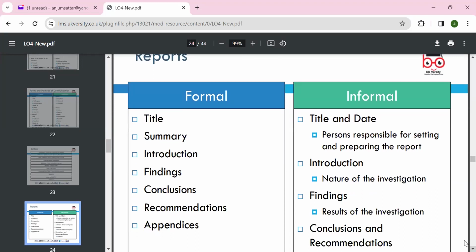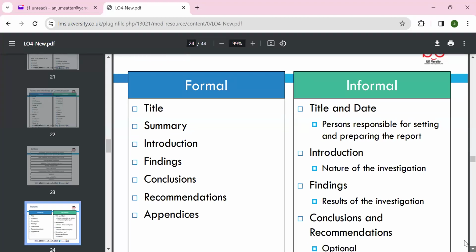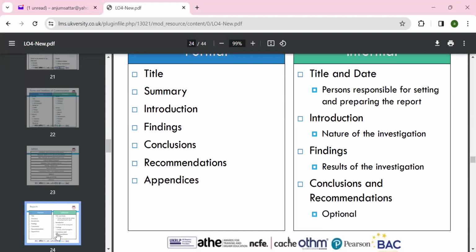Formal reports are what we publish to stakeholders, like the CSR corporate social responsibility report, the CG corporate governance report and annual reports. We publish these to the public domain, and stakeholders can use them for different purposes. They can decide whether to invest more, or whether to buy goods from us, depending on their interest. A formal report has a title, summary, introduction, findings, conclusion, recommendations and appendices. An informal report has a title and date, introduction, findings, conclusion and recommendations, and maybe doesn't need a lot of appendices.